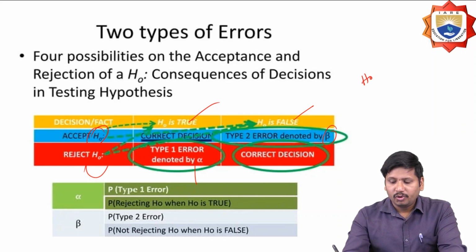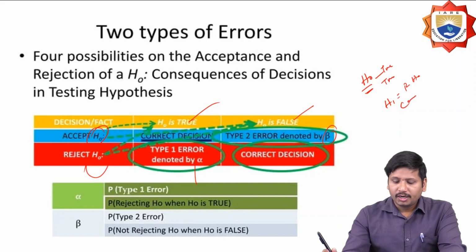So for this, when I'm going to accept H0, suppose I make it as true, so the output also comes out as true, then I can make a correct decision. Suppose H1 is false and then we reject H0, in that case also the decision is correct.